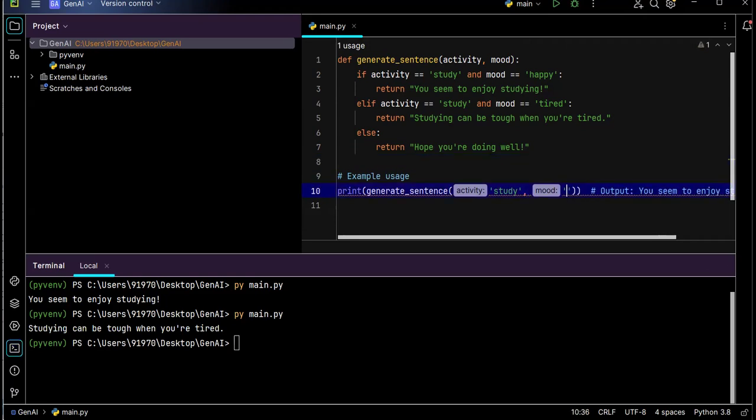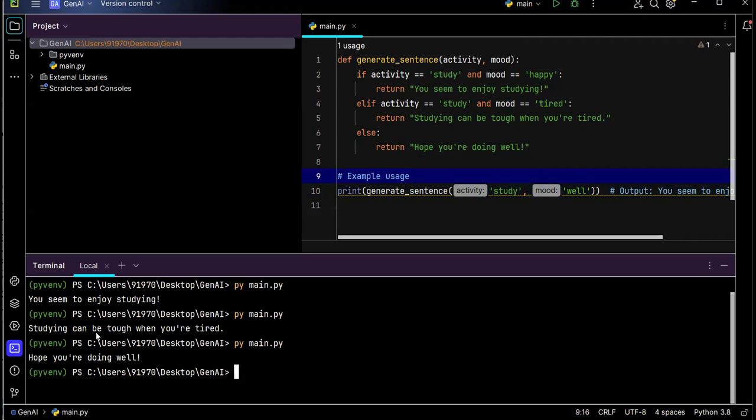Let's say if I provide a response other than these two, then what response do I need to get? I need to get this response, right? Yes. So let's validate it as well. You can see I'm getting the response like this.